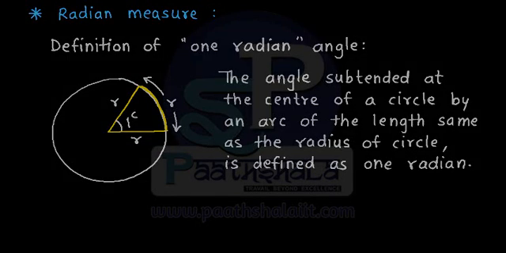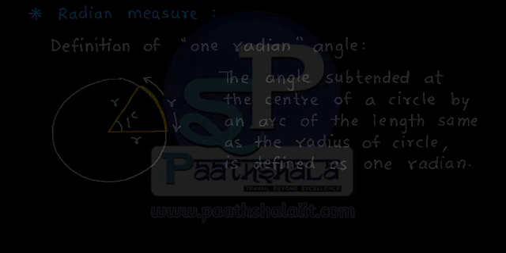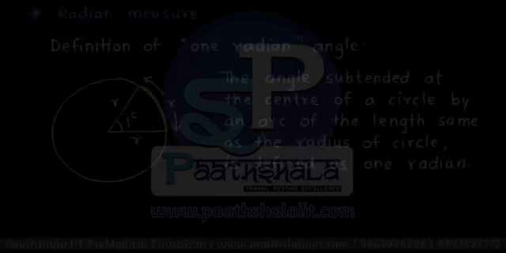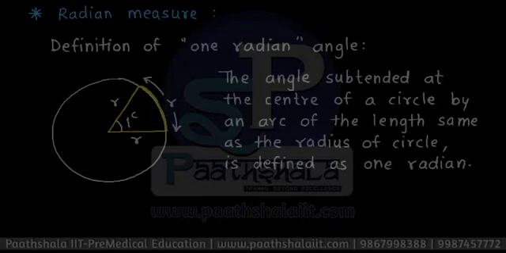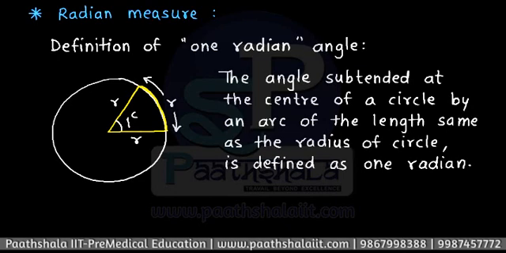Now next we see another important measure of angle, that is called a radian measure. Here is the definition of 1 radian angle. As shown in the figure, consider a circle of radius r, and on the circle consider an arc which is of length same as the radius of the circle.